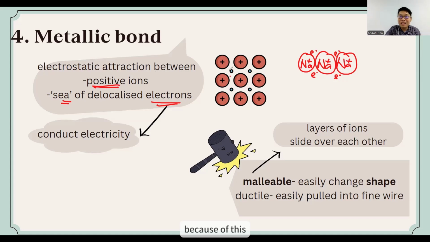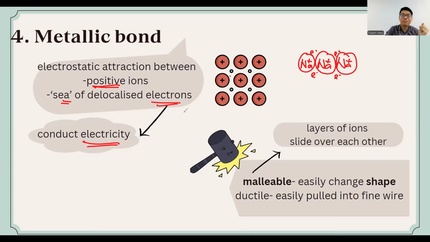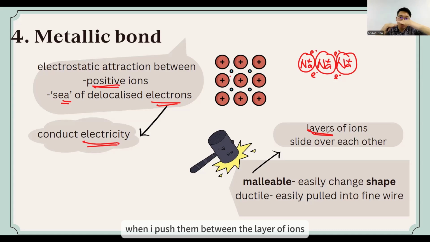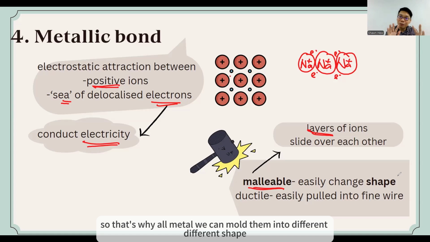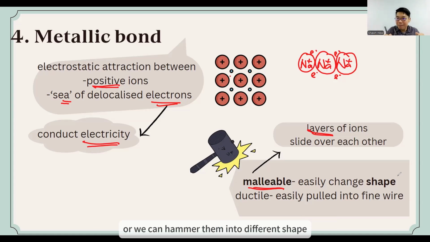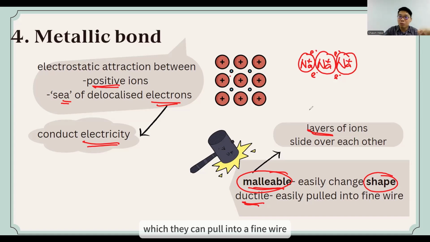Other than that, because of these freely moving electrons, the sea of electrons, no matter whether it's solid or liquid, metals can conduct electricity. And all the positive ions form layers. When I push, the layers of ions can slide over each other. Because of this special characteristic, there's one very important term, malleable, which means they can easily change shape. So that's why we can mold metals into different shapes, or hammer them into different shapes. Whenever they say malleable, think about the shape changing. We also have ductile, which means they can be pulled into a fine wire.